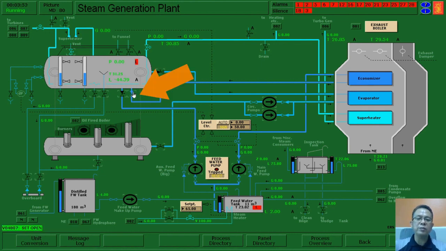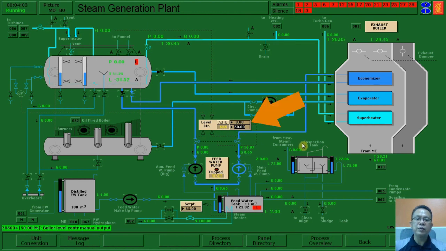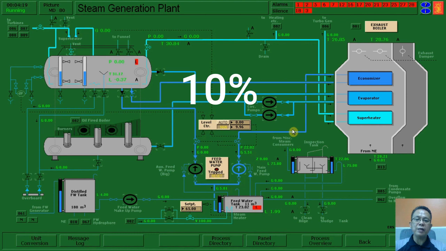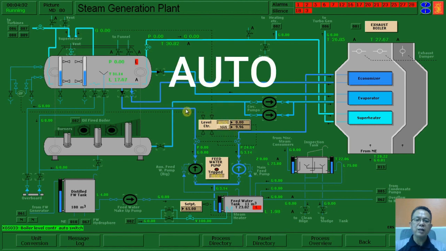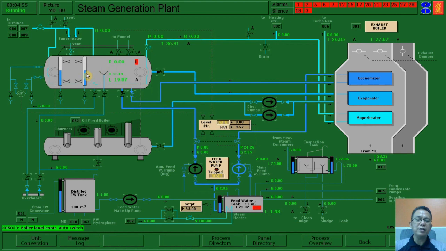So just open this valve and then start the feed pump. And of course, we have to set the value to 10. We limit it to 10 so that the feed water will not rush into the steam drum. We have to put the level controller into auto so that when it detects that the water level is going high, the feed pump will stop. And if the level is going low, then the feed pump will start up.